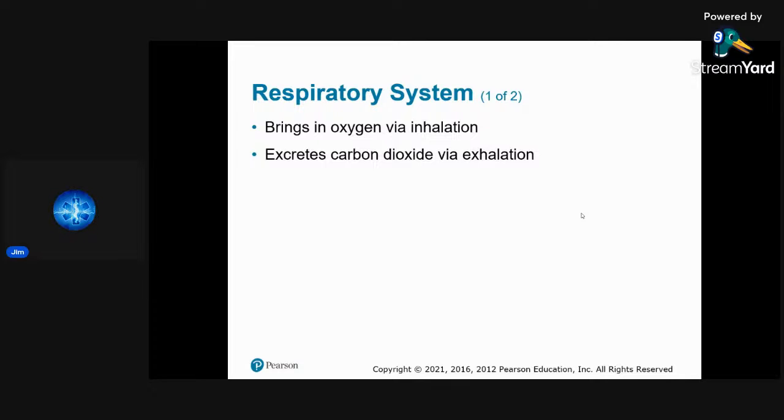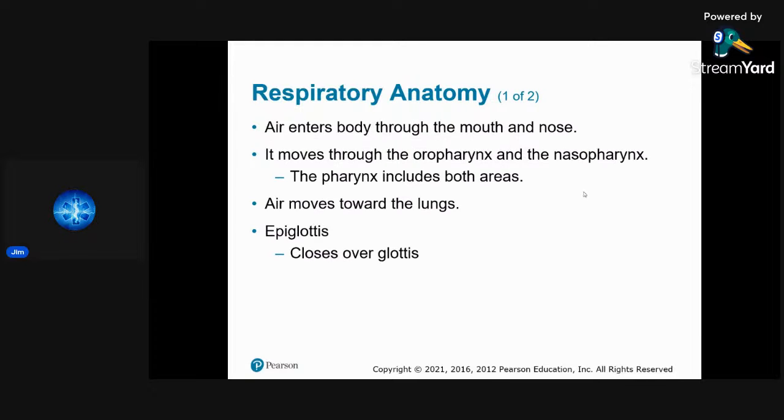Respiratory system. It brings in the oxygen via inhalation, and excretes carbon dioxide via exhalation, right? We breathe in, we inhale, we breathe out, we exhale. Air enters the body through the mouth or nose. These are called oropharynx or nasopharynx. Then it goes into the pharynx, which is the back of the throat pretty much.